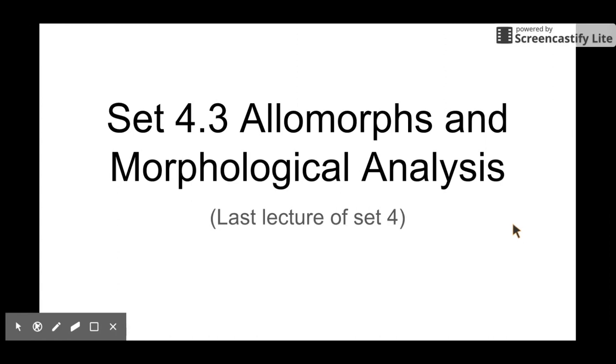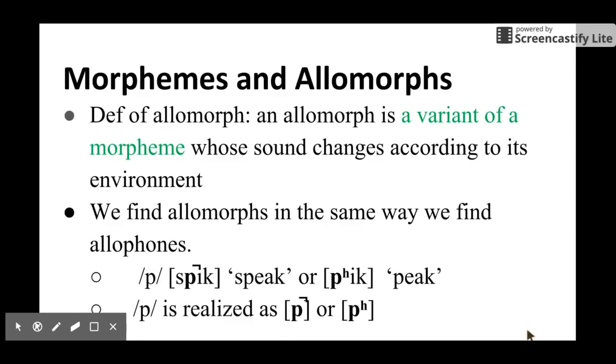Today we are still going to talk about morphology, but this is the last lecture of morphology. Today we are going to talk about allomorphs and morphological analysis. First of all, let's talk about morphemes and allomorphs. Definition of allomorph: an allomorph is a variant of a morpheme whose sound changes according to its environment.